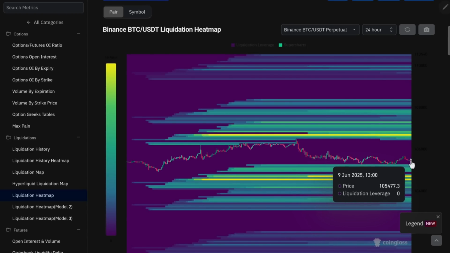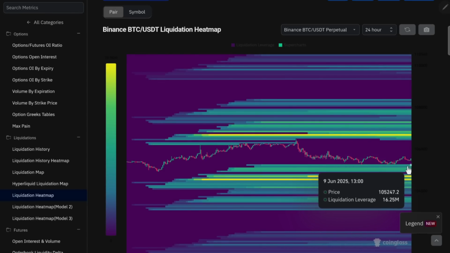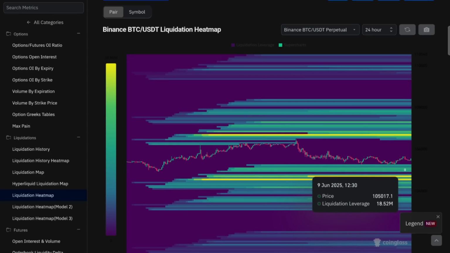$1,05,400. If you look at the upper side or lower side, there's huge liquidity concentrated on both sides. Now what you should do is search for the highest liquidity concentration at one place, which is also nearer to Bitcoin's market price.